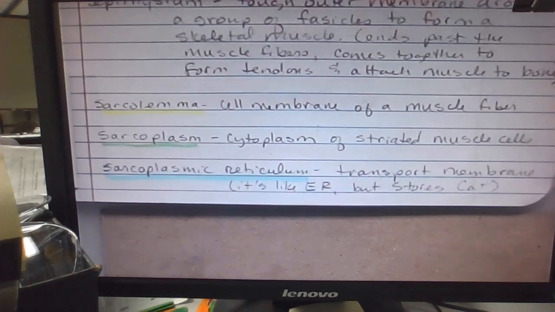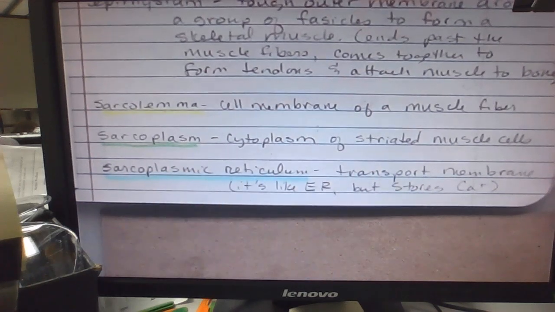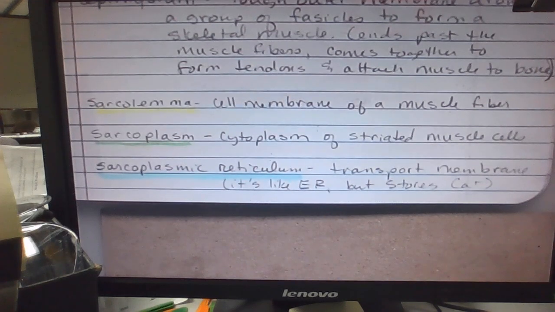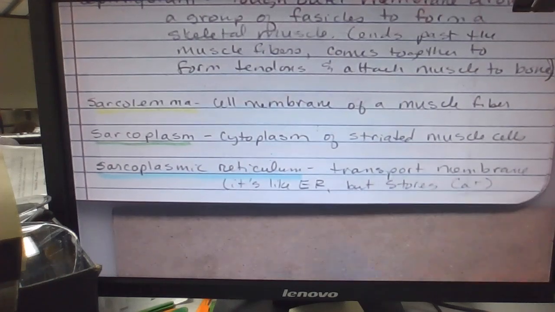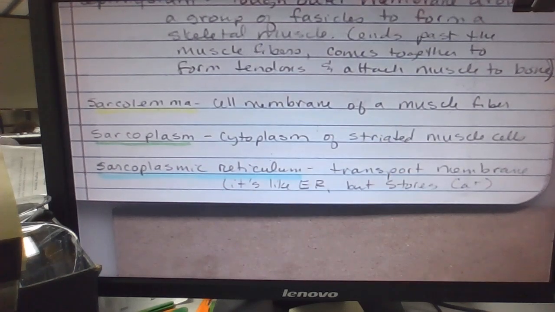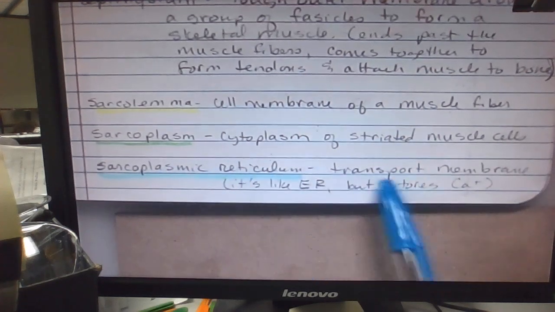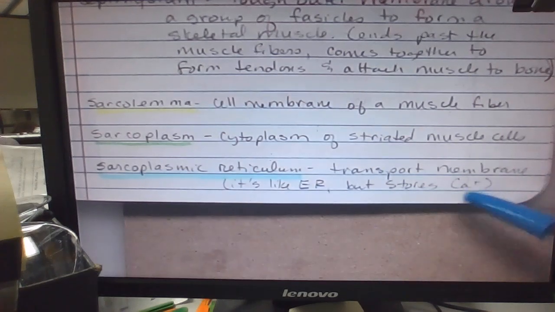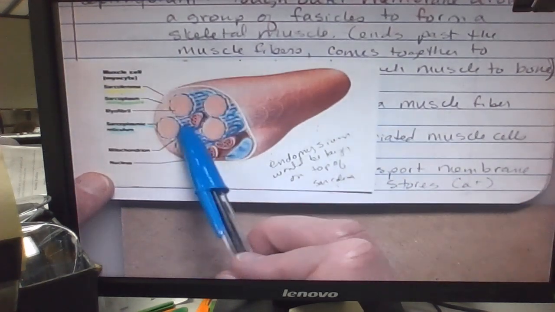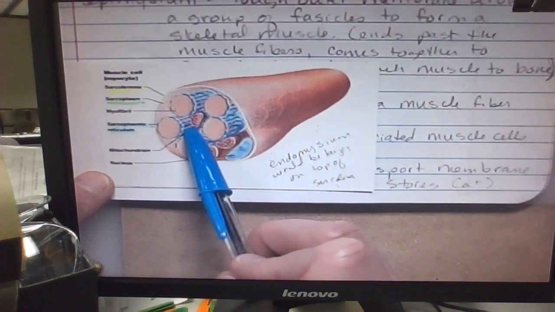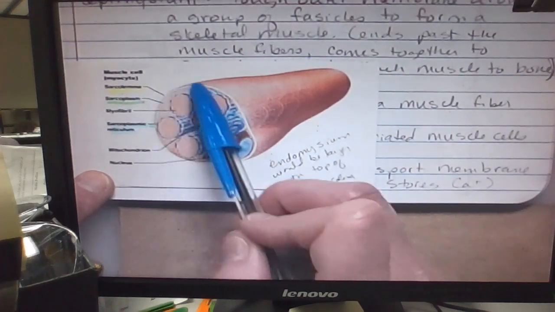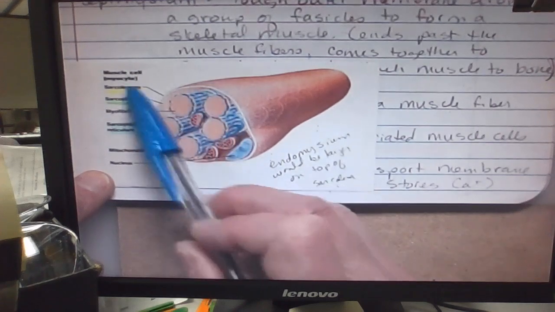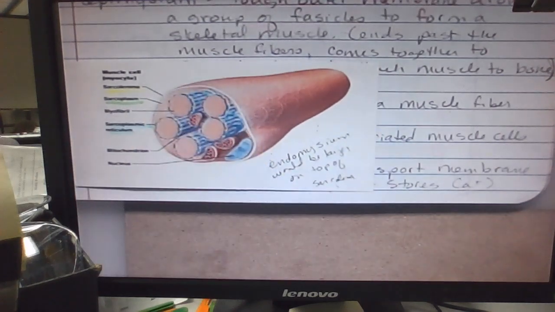Sarcoplasmic reticulum is like endoplasmic reticulum, just in the muscle cell. That membrane is specific to storing calcium, because that's going to be important in our muscle contraction. So sarcoplasmic reticulum is a transport membrane, the blue part right here. This is our little muscle cell. Sarcoplasm is the cytoplasm in between all of this. Sarcolemma is the cell membrane on the outside of it.